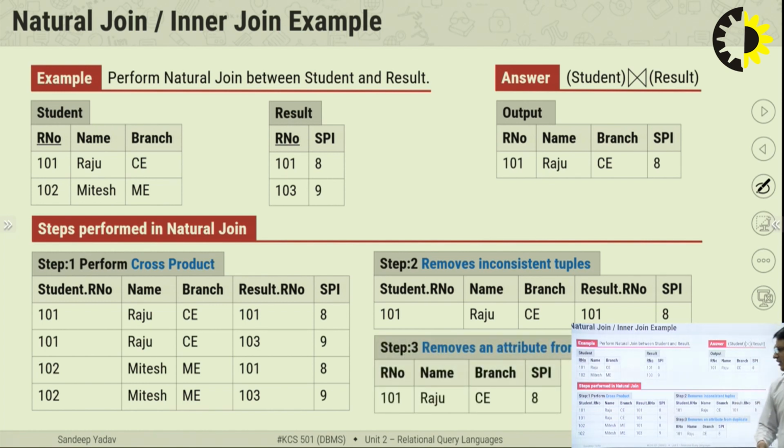Now the next step is to remove the duplicate attribute. See, roll number is mentioned twice. Roll number is mentioned here also, and roll number is mentioned here also. So we have to remove this roll number, and this roll number too. Our final answer will be roll number followed by name, branch and SPI.